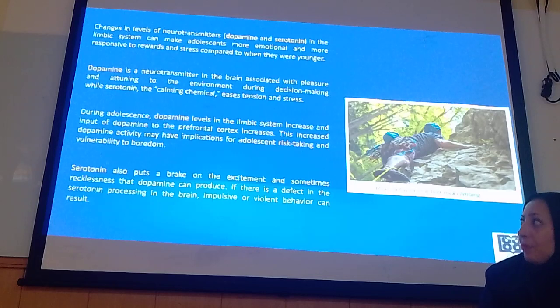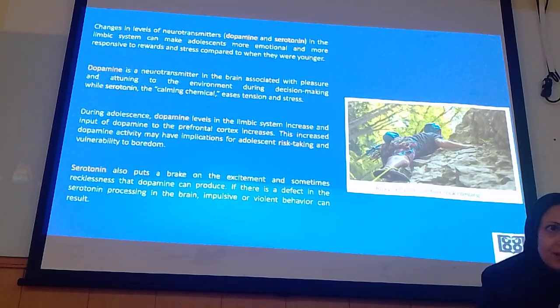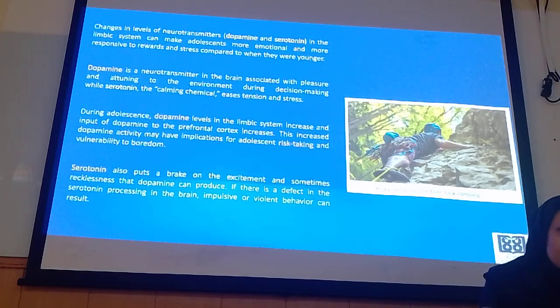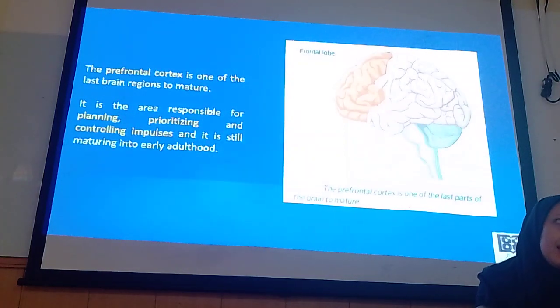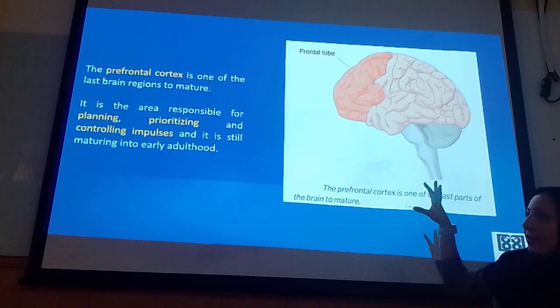Serotonin also puts a brake on the excitement and sometimes recklessness that dopamine can produce. If there is a deficit in serotonin processing in the brain, violent behavior can result if there is a dopamine and serotonin imbalance. Yes, imbalance, and it is not good for us. This is the prefrontal lobe that these neurotransmitters affect.